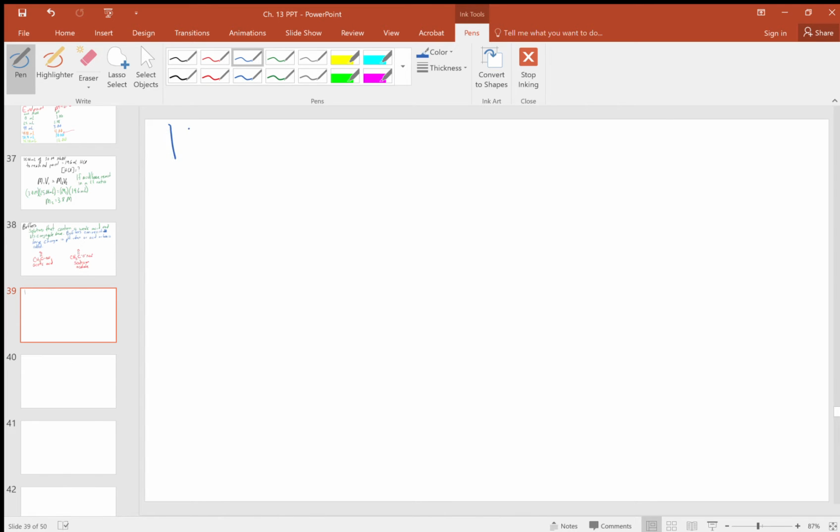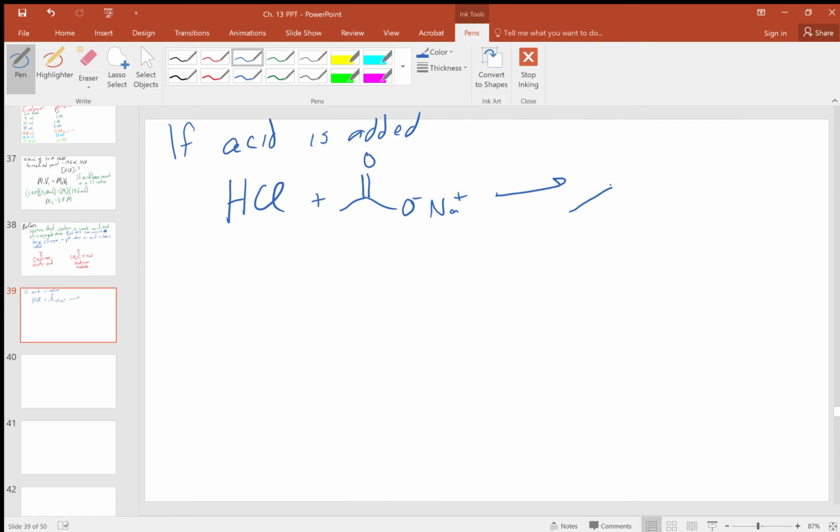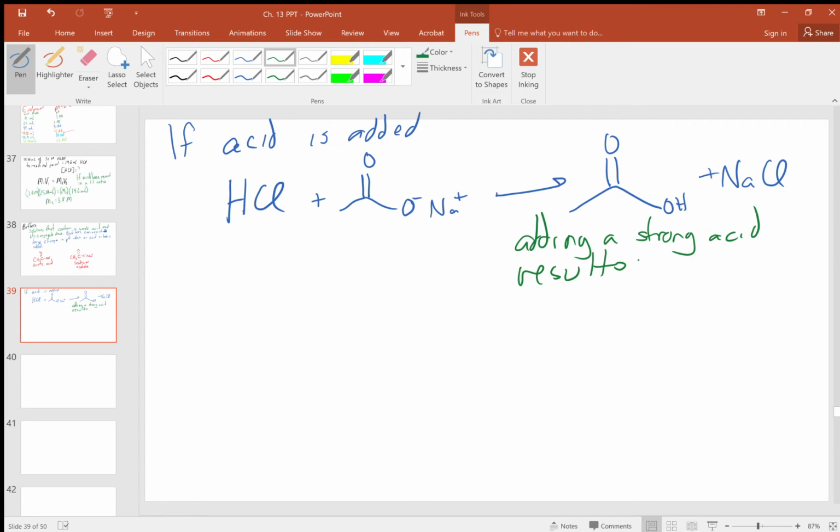So let's say we've made a buffer of our acetic acid and sodium acetate, and then we add a strong acid to it. So if we add an acid, a strong acid will react with a weak base, sodium acetate. And so the result is we form an amount of the weak acid comparable to the amount of strong acid that we added, plus a salt. So adding a strong acid results in an increase to the amount of the weak acid.